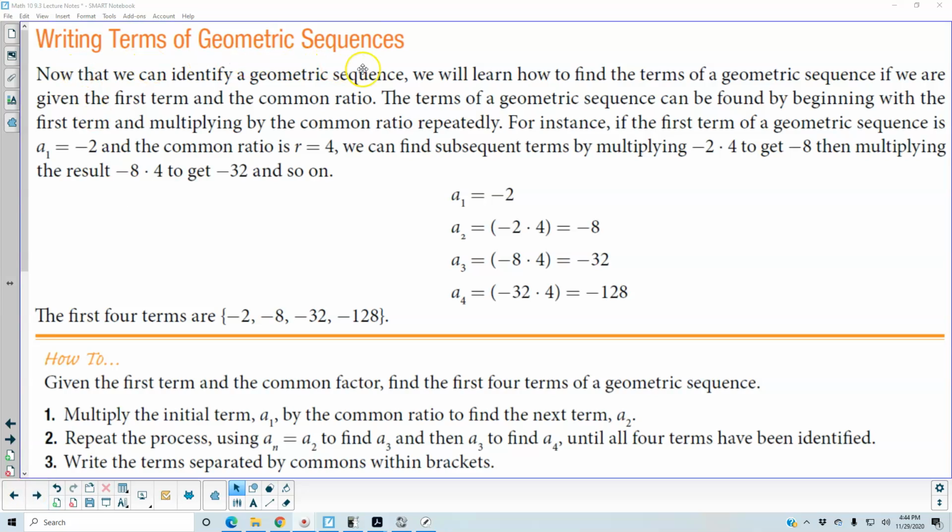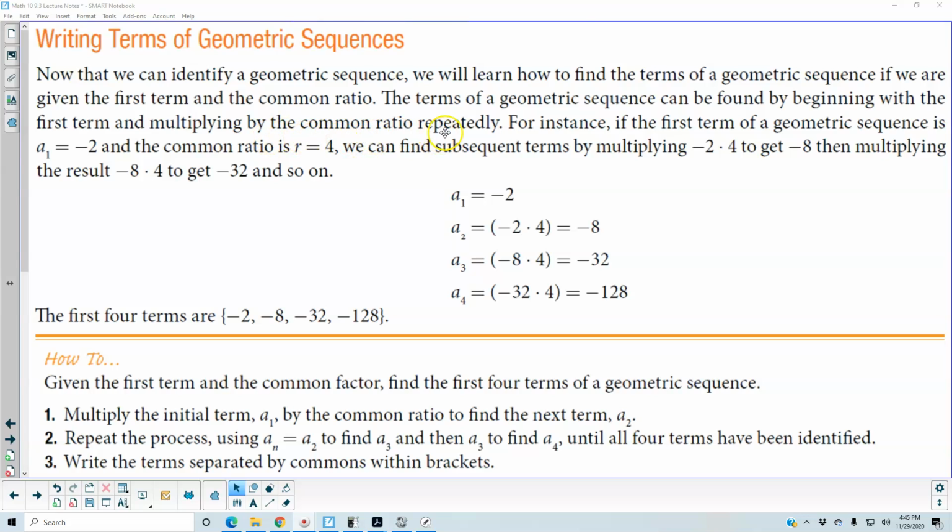Writing terms of a geometric sequence. Now that we can identify a geometric sequence, we will learn how to find the terms of a geometric sequence if we are given the first term and the common ratio. The terms of a geometric sequence can be found by beginning with the first term and multiplying by the common ratio repeatedly.